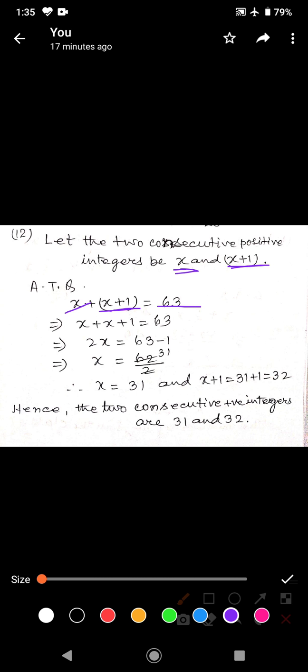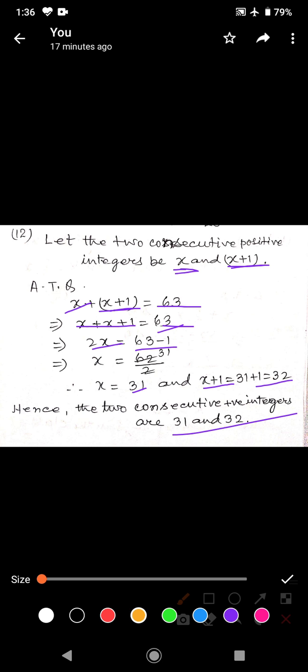So according to the question, x plus x plus 1 equal to 63. Sum means addition of two consecutive positive integers is 63. Now x plus x plus 1 equal to 63. It can be written as 2x equal to 63 minus 1, or x equal to 62 by 2, that is 31. Therefore x equal to 31 and x plus 1 equal to 31 plus 1, that is 32. Hence two consecutive positive integers are 31 and 32.